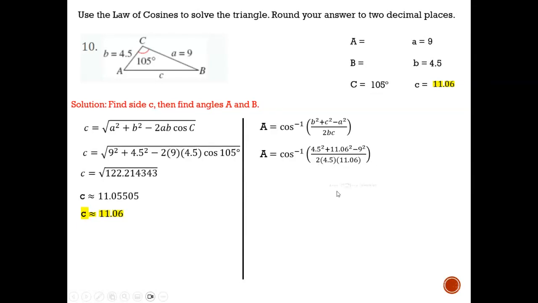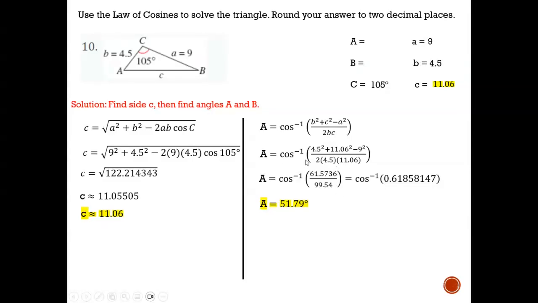Careful with the calculator, so appropriately plugging all of that in. Taking it a step at a time, it'd be inverse cosine of this right here. Taking that value, it's inverse cosine of that. And we get A is 51.79.